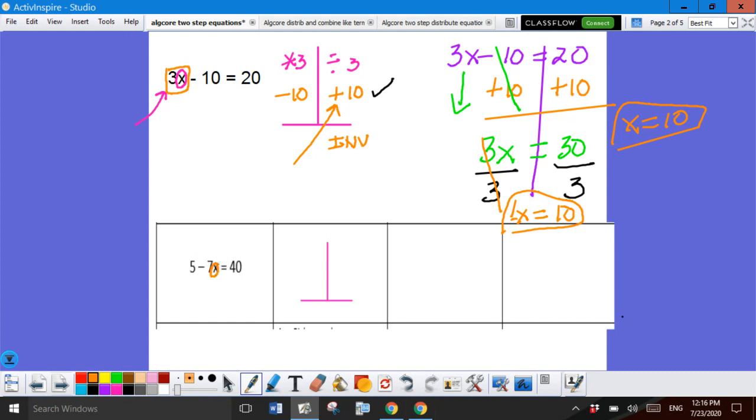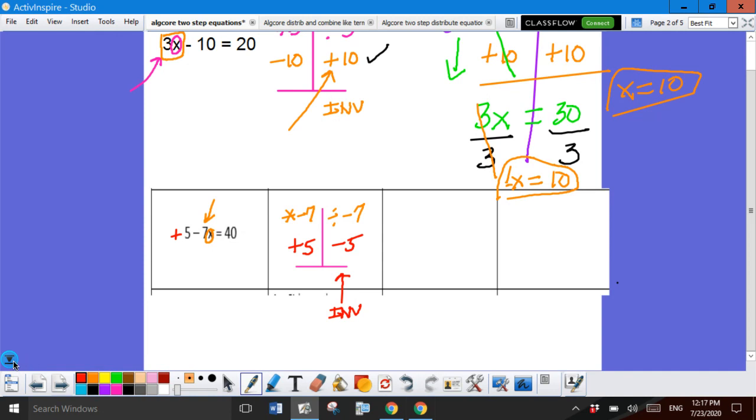All right, let's look at this next one. So here's x. Well, the first thing happening to x is that negative 7. So that's multiply negative 7, which is going to be divide negative 7. Now, the tricky part is this 5. Well, I don't see a negative there, so it must be positive. So positive 5, negative 5, okay? And remember, this is the side I'm going to work off of. This is my inverse. So I'm going to go ahead and write this out underneath of here.